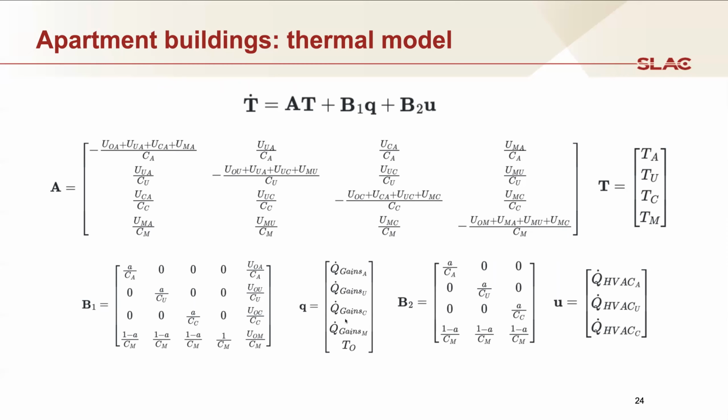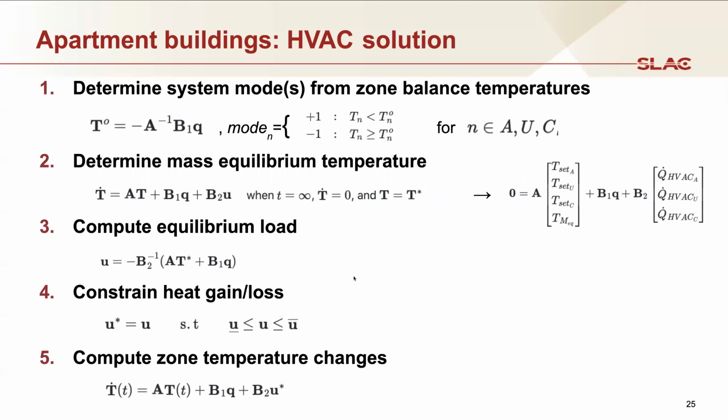And then once we've calculated all of those and we've sized the equipment appropriately, we know what the equipment's behavior is going to be. So what the solver does is it goes through and determines the mode of the system given the conditions present in each of the lumped zones, so the occupied, unoccupied, and circulation. And then given those modes, it determines the equilibrium temperatures and then calculates the equilibrium load. That's the load needed to maintain steady state.